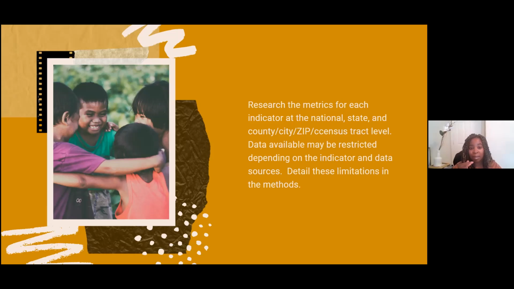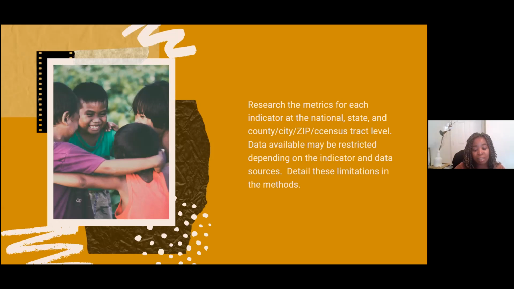You go per indicator and you get really practical. You put it in an Excel file and you research every single metric that you have decided in collaboration with your partners is important. And so this takes time. This is probably the longest part of the needs assessment.